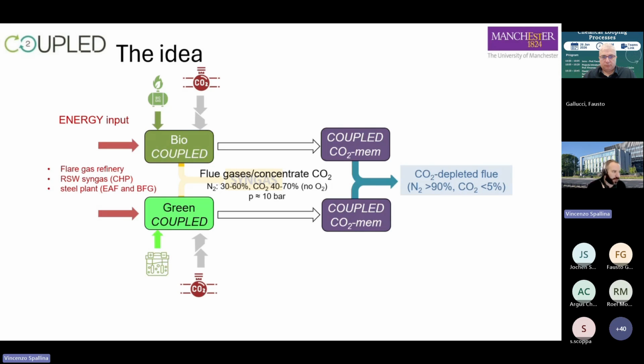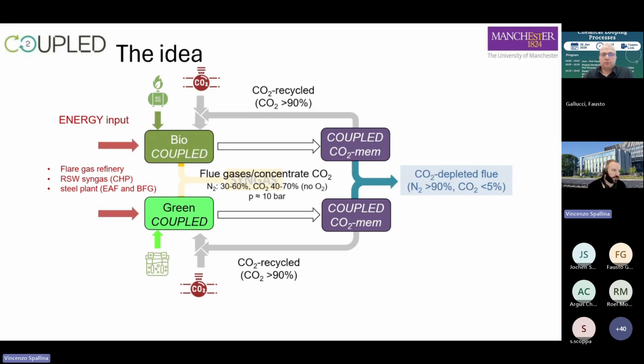The next step to make the process low carbon is to separate the CO2. This is happening through a membrane, from which we can then send to the atmosphere CO2 depleted flue gas, and the CO2 which has been recovered from this flue gas is recycled back and used within the syngas generation process. So we have an in situ CO2 reuse.